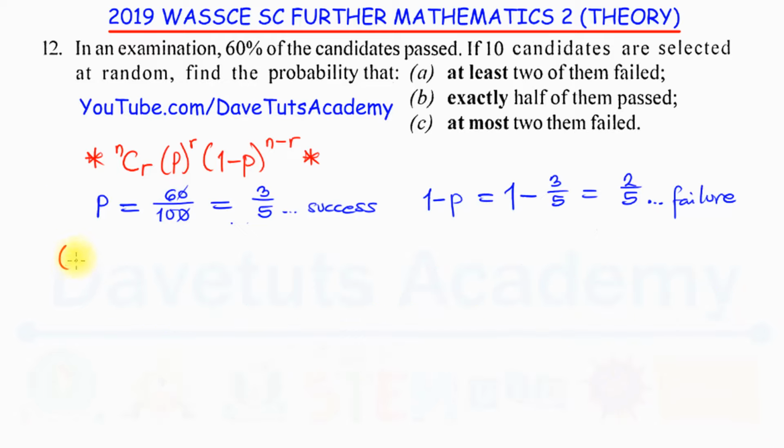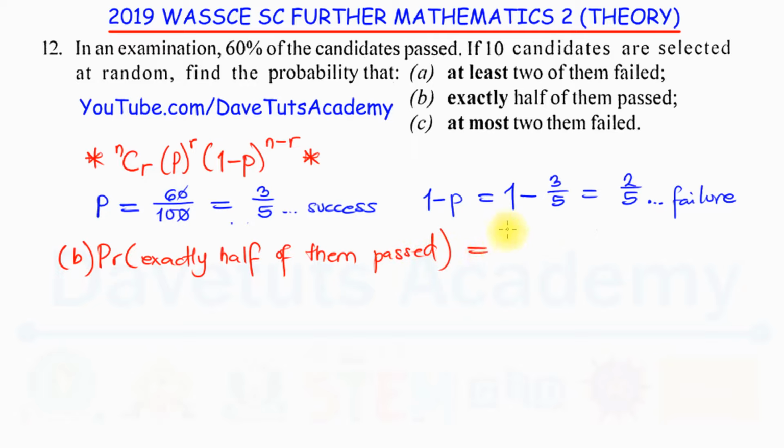Okay. So now in question B, we are to find the probability of the event that exactly half of them pass. So that is the probability that half of them passed the exam. If you look at what we are dealing with in the binomial probability, that will be 10 combination 5, then the probability that half of them pass, 3 over 5 raised to power 5, then the probability that half of them fail, 2 over 5 raised to power 5. This is quite straightforward, quite direct.